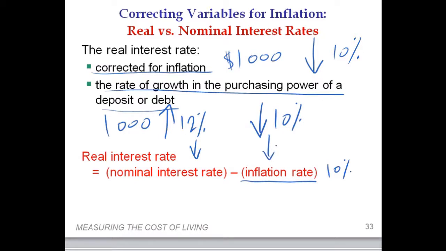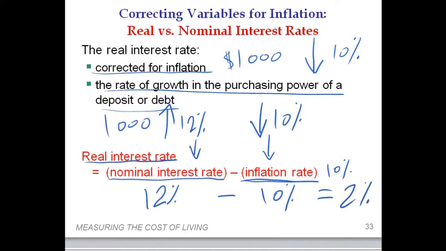In order to know the real interest rate for depositing your money, we will apply this formula. The real interest rate equals the nominal interest rate minus the inflation rate. So the real interest rate here is 12% minus 10%, which equals 2%, meaning that the real interest rate you got as a result of leaving your money in the bank for a full year is only 2%.